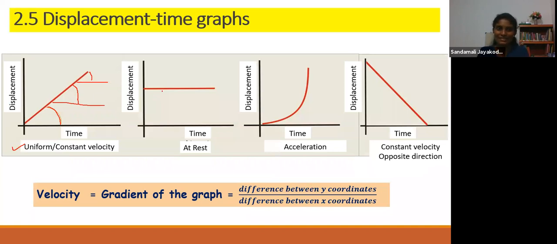And what about this graph? Does it have a gradient in the second one? Is it having a gradient? That means the difference between y coordinates divided by the difference between x coordinates. The difference between x coordinates is there. If we take these two points, we have a difference between x coordinates. That means time is passing. Assume it is 6 seconds. So time is passing, but is it moving?